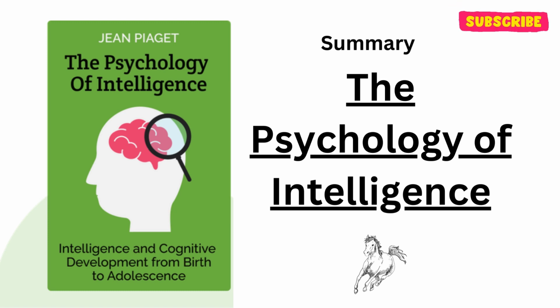In addition to cognitive development, Piaget explores the role of social interaction in shaping intelligence. He argues that interactions with peers, parents, and other caregivers play a crucial role in cognitive development, providing children with opportunities to learn from others, receive feedback, and engage in cooperative problem-solving activities. Social interaction helps children develop language skills, perspective-taking abilities, and a sense of social norms and conventions, all of which contribute to their intellectual growth.